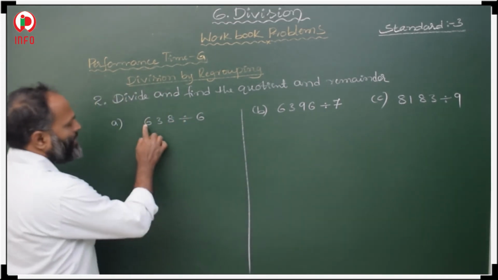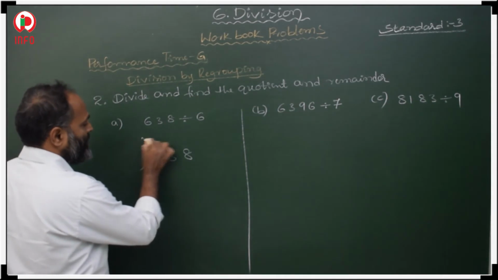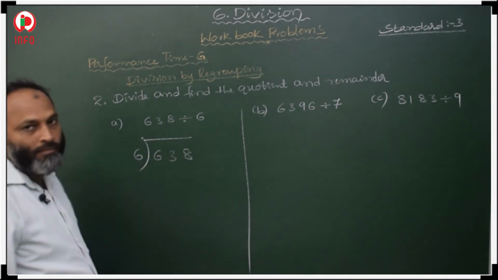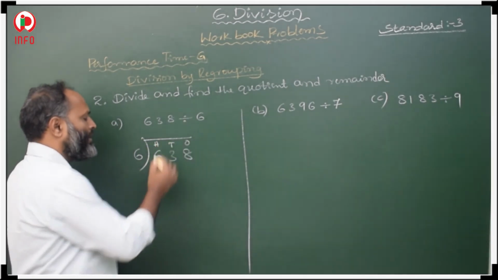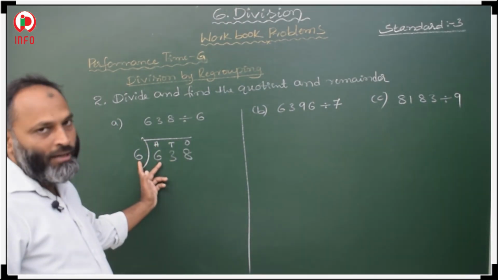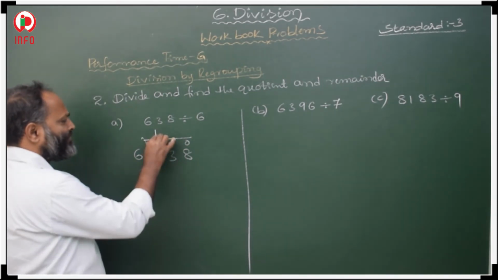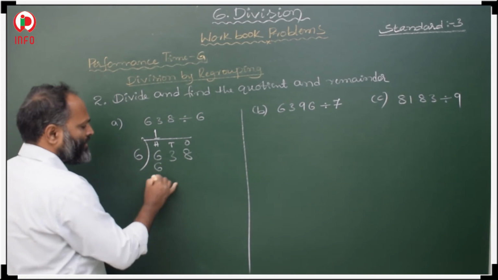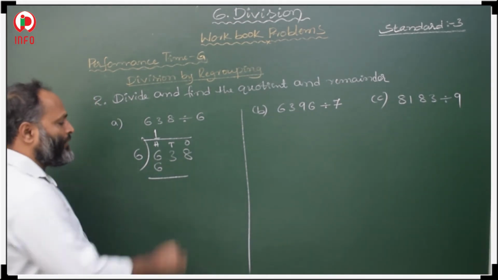First, 638, we have to divide this 638 by 6. This is ones, tens and hundreds. First we divide the hundreds. When you get 6, 6 ones are 6. Then 6 minus 6 is 0, no need to take that 0.